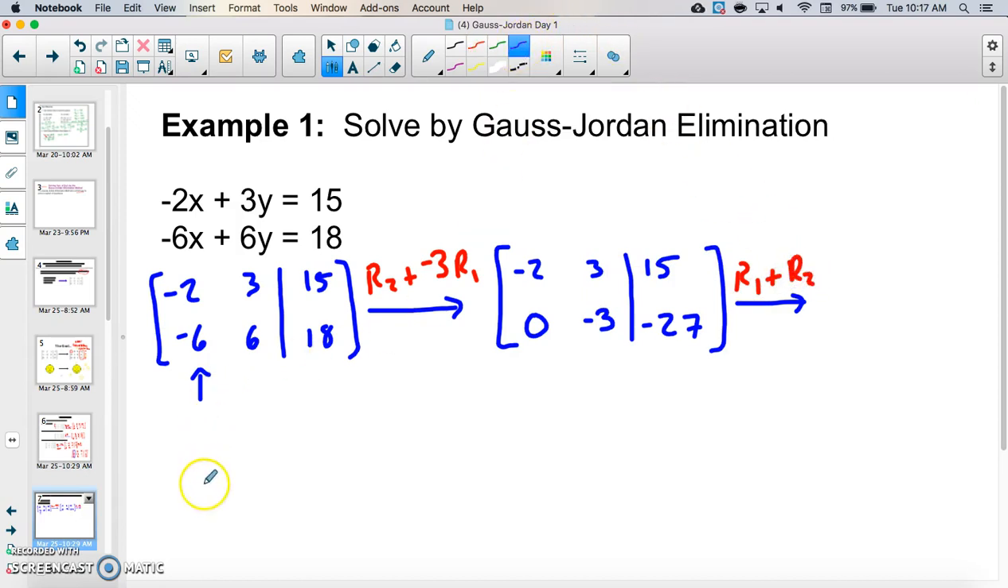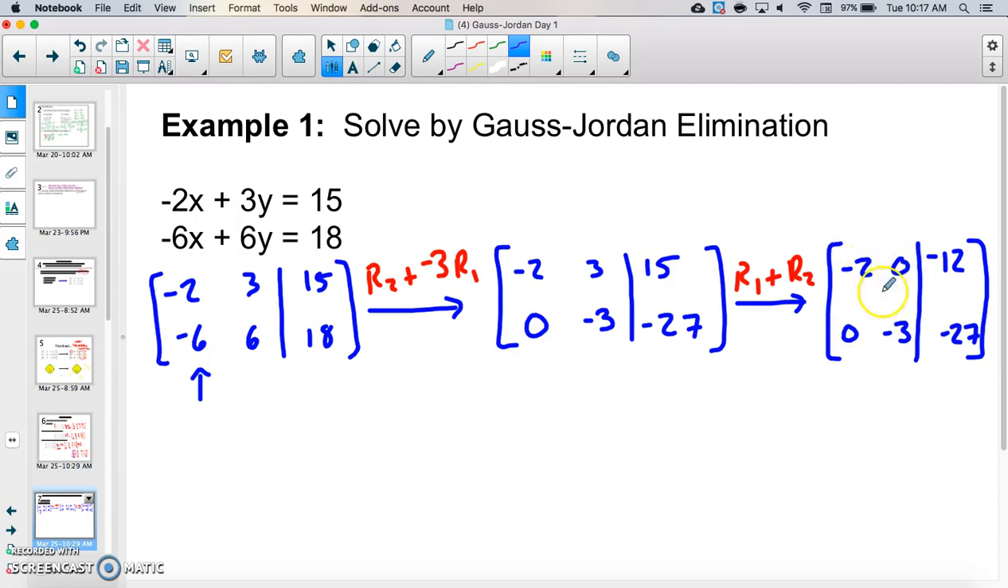So when we add those together, we've got row 1, so -2 plus 0 is just -2. 3 plus -3 is 0. And 15 plus -27 is 6. Oh, wait, no, it's not. It's -12. Then the bottom row does not change. So we're going to get -2, 0, -12 and 0, -3, -27. So we're getting closer. So far, we have our zeros.